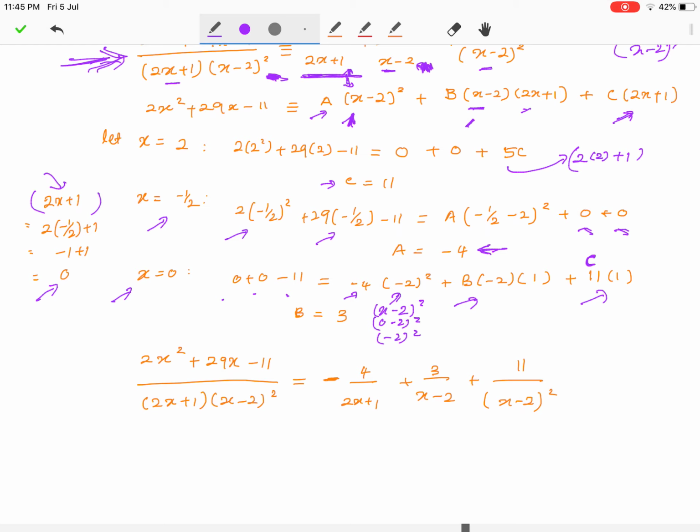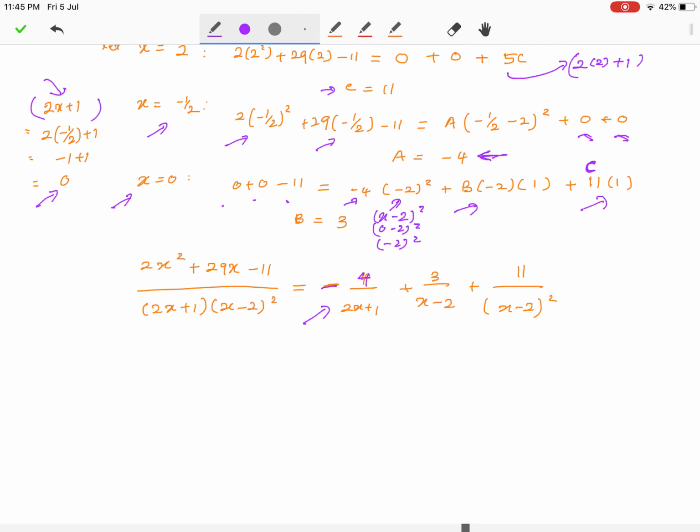Okay, you can just compile this. We have negative 4 over 2x plus 1, plus 3 over x minus 2, plus 11 over x minus 2 squared.